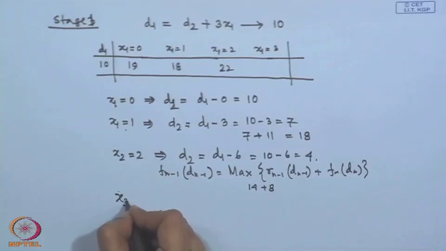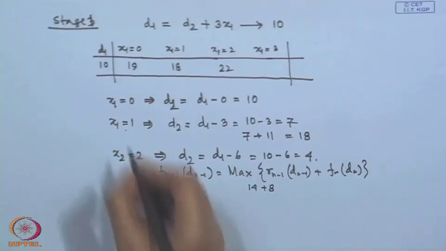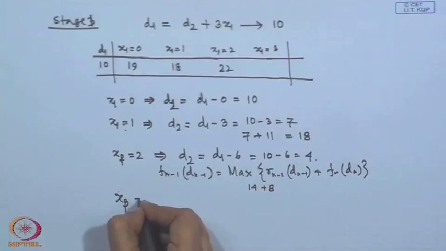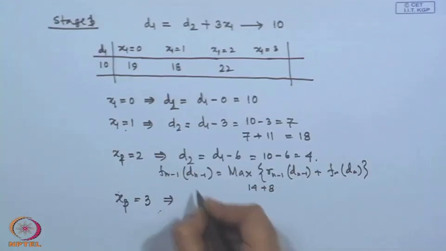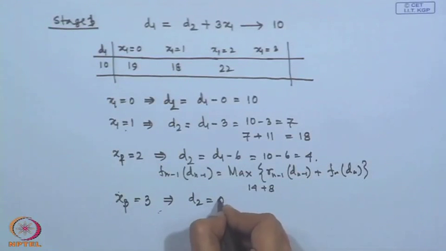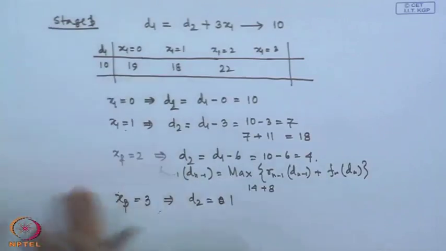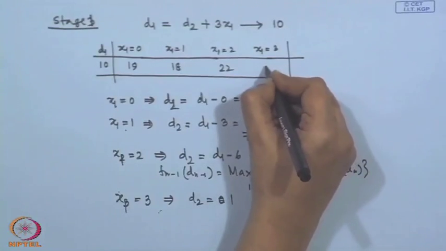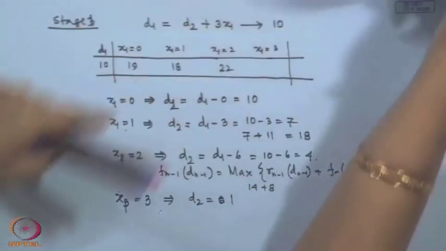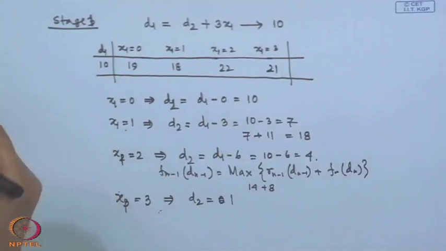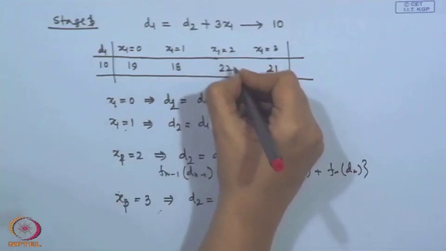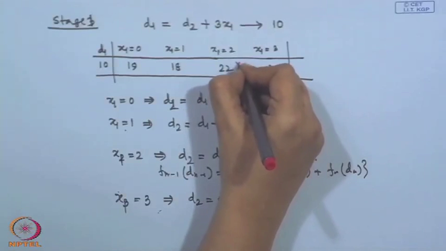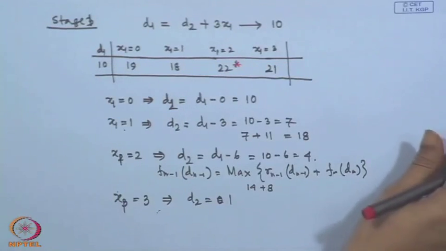If I consider x1, why have I written x2? This is x1. If x1 is 3, then certainly d2 must be 1, which means we cannot consider any tent at all, and the corresponding value is 0. That is why the utility value comes only from 3 foot packs, that is 3 into 7, 21. If we just see this stage, there is something to be decided: the maximum utility value is coming for this option only, that is why this is the optimal solution for us.